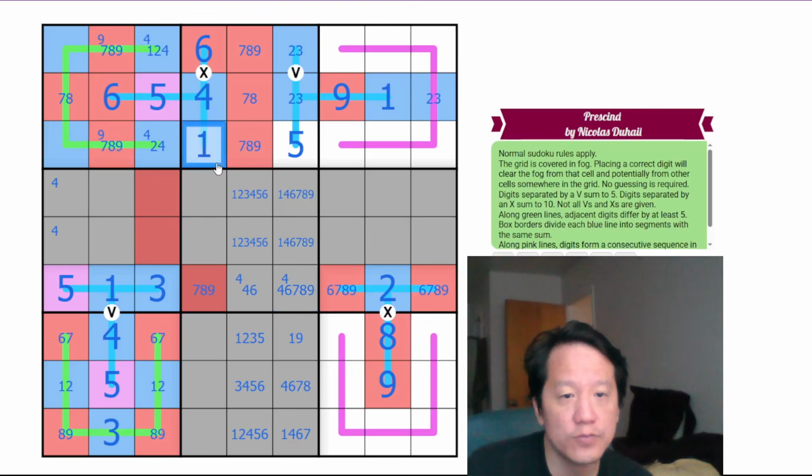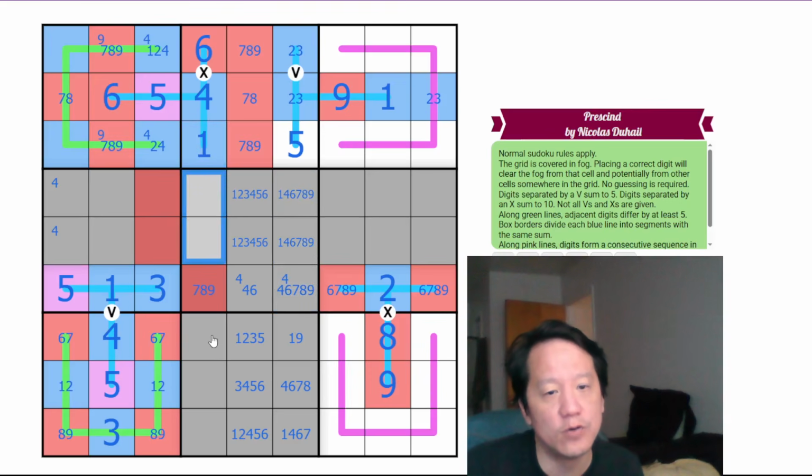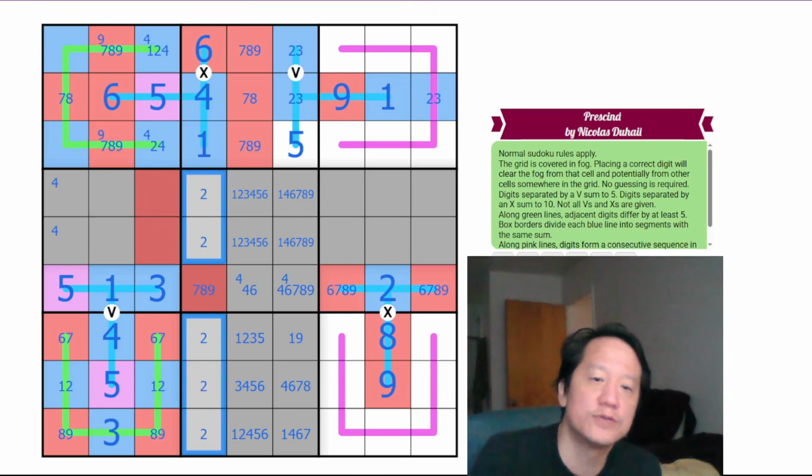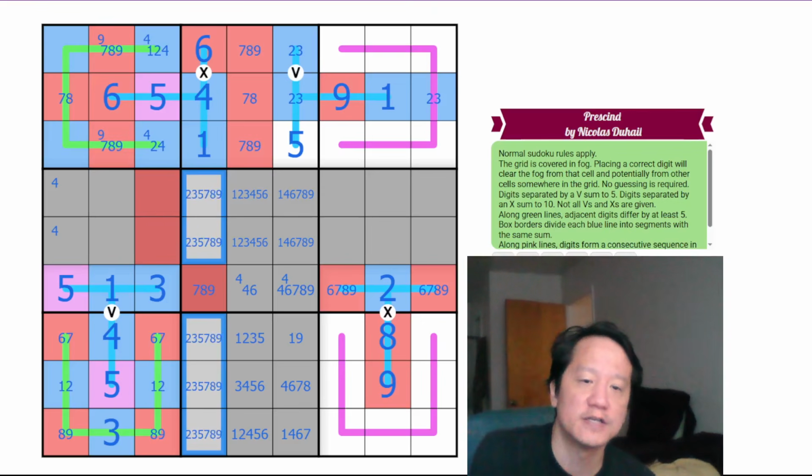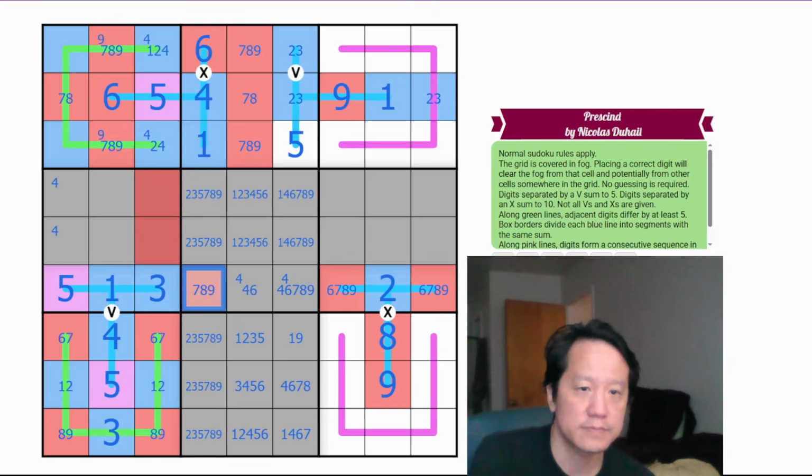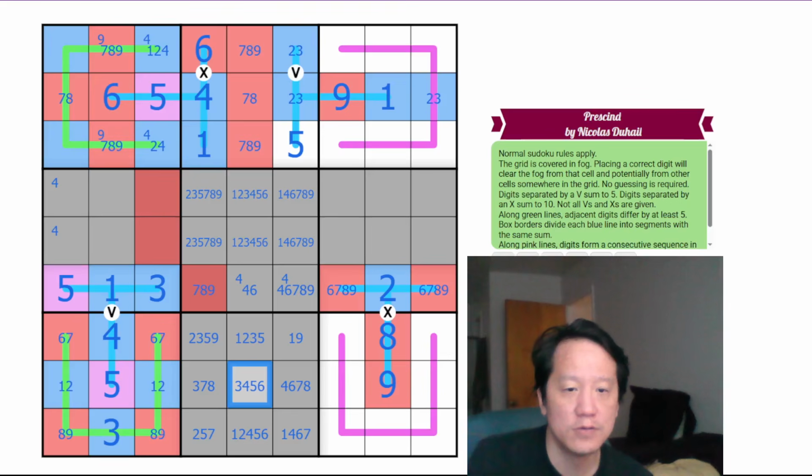Okay. We could do something similar in column 4. So we have 2, 3, 5, 7, 8, 9. No 7 or 8 here. No 2, 5, or 9 here. And no 3, 8, 9 here. Okay.